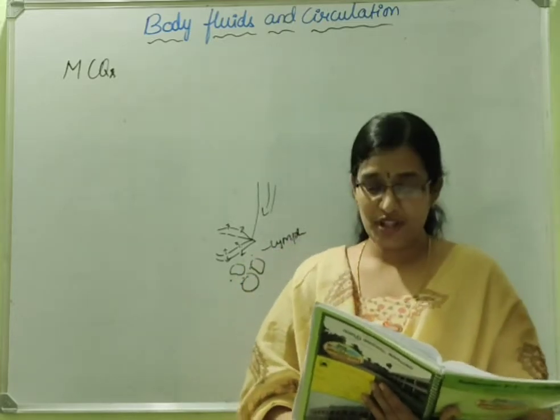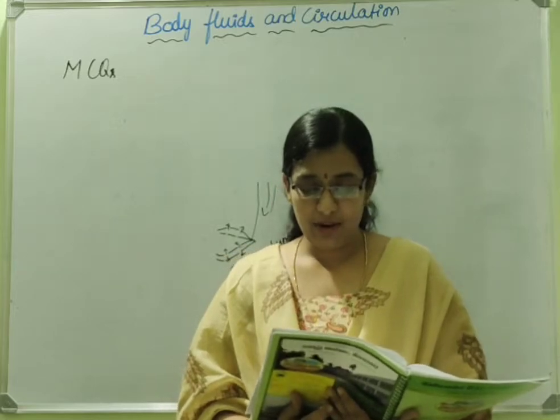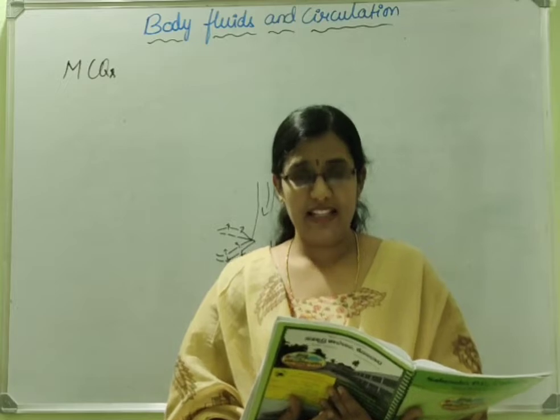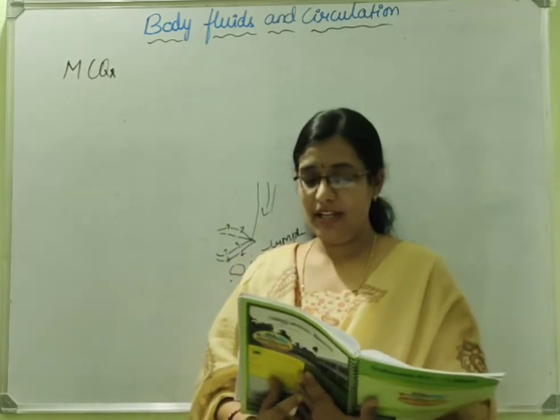So which is the right option here? Option C. Next question, middleman of the body is option A plasma, B WBC, C lymph, and D RBC. So which is the middleman here?